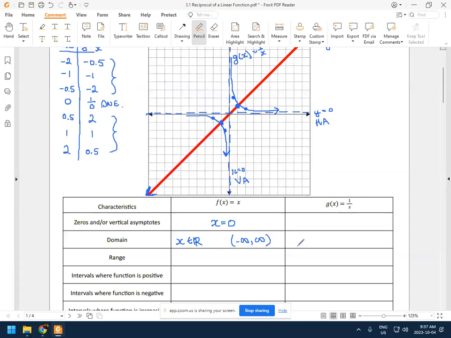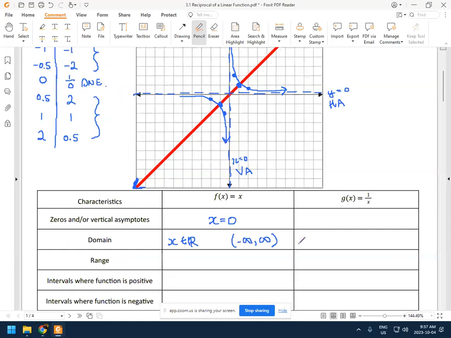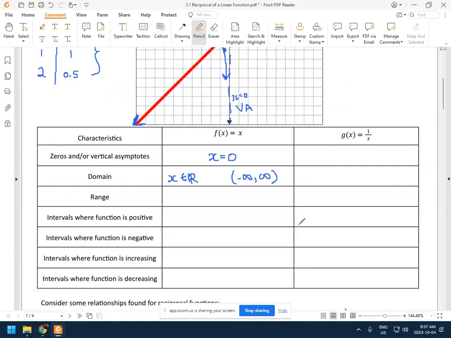Both are okay. I'm going to zoom in because you should have the graph in front of you. Range. Does it stop anywhere up or down? No. So y belongs to any real number. And if you want to write it as an interval, you can as well.